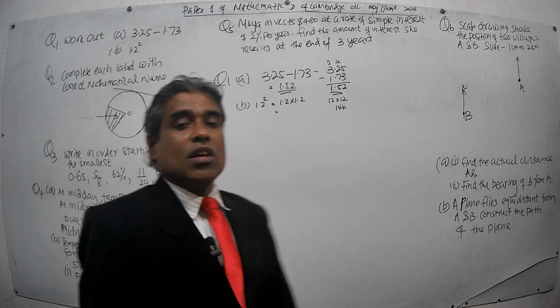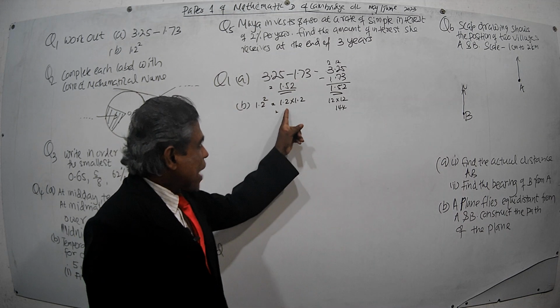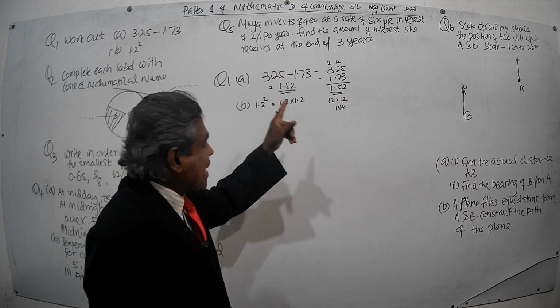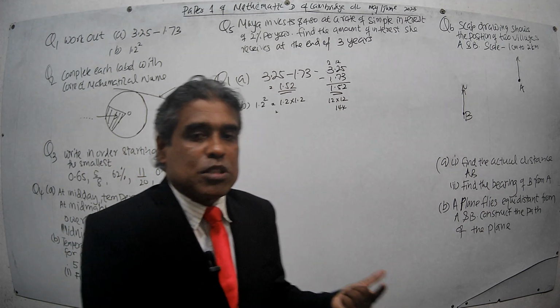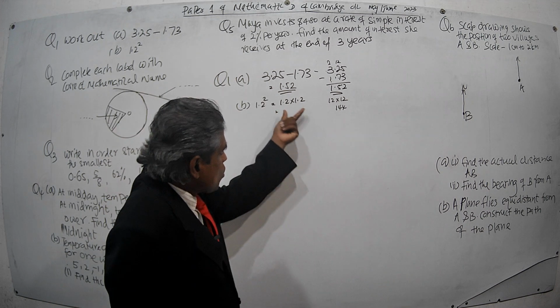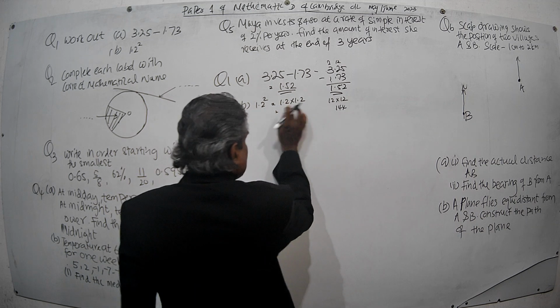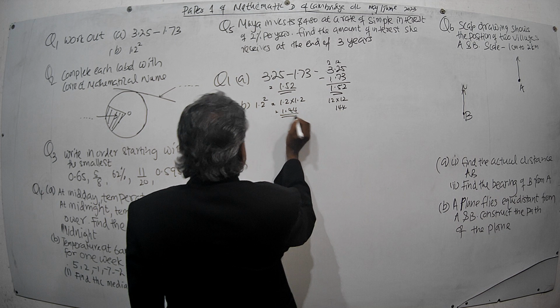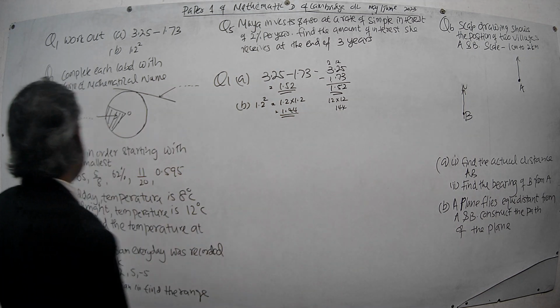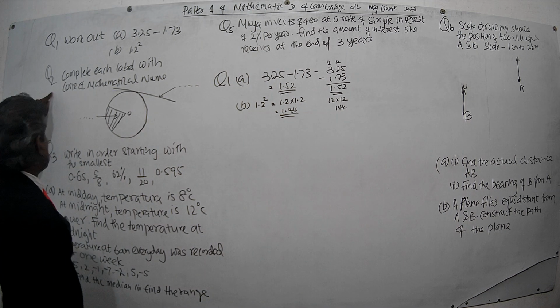When you multiply decimals, you ignore the decimal point and multiply the numbers. After multiplying, look at the number of decimal places. You get the sum of the decimal places in the numbers multiplied and keep that many decimal places in the answer. Here there are 2 decimal places, so keep 2 decimal places: 1.44. That's right.